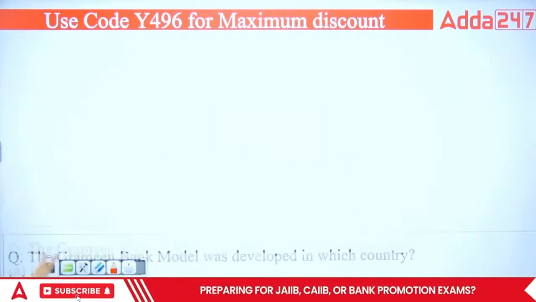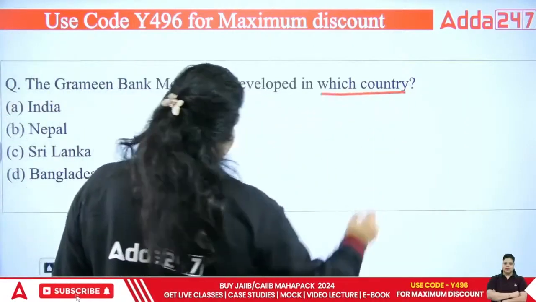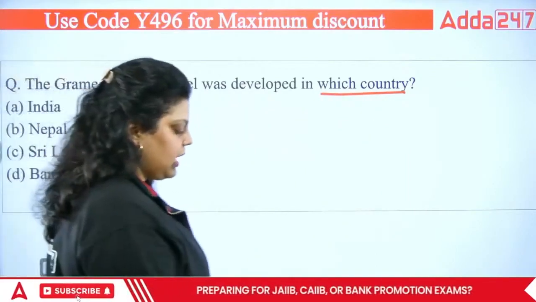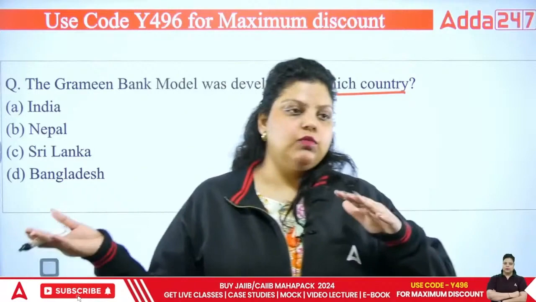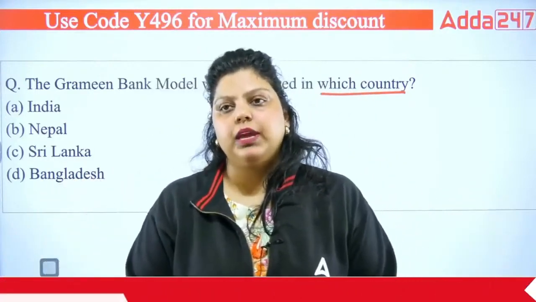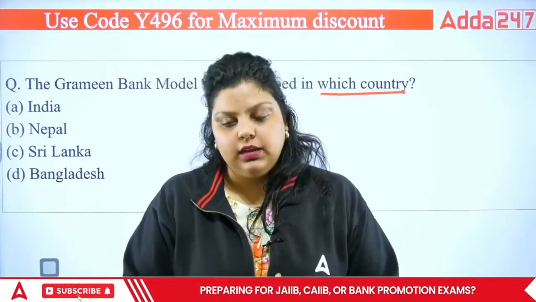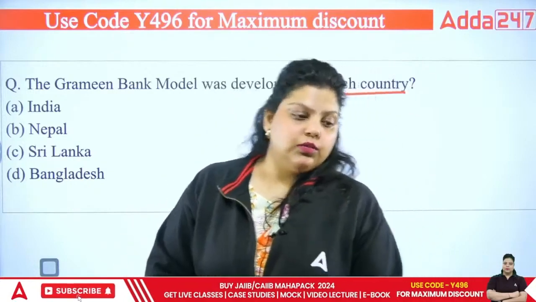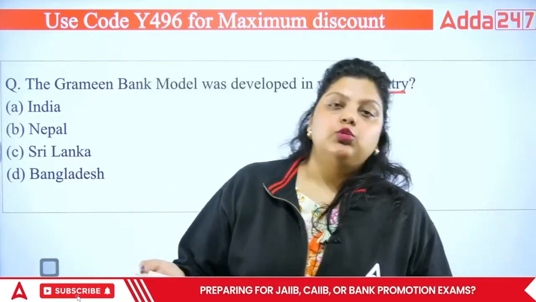Next question. The Grameen Bank model was developed in which country? So the Grameen Bank model was introduced by Mr. Muhammad Yunus. He was a professor, and when he was going through Bangladesh, he saw that there are some money lenders who were providing loans to the public, but they were taking a lot of interest from them. For a single day or for a week or for whatever the duration, they were charging a very high rate of interest. So he did what?